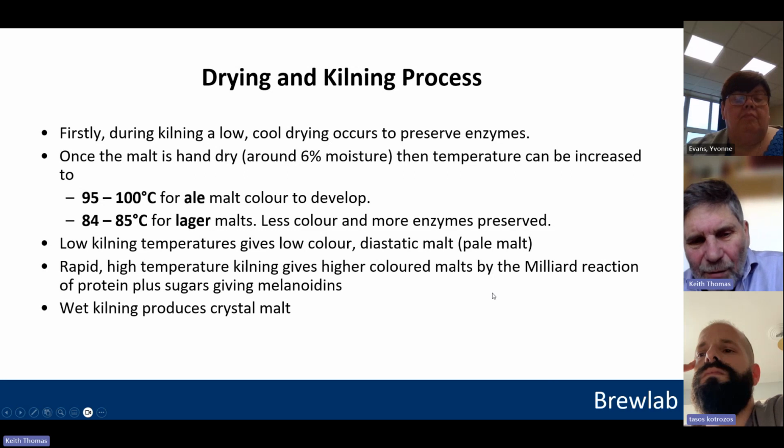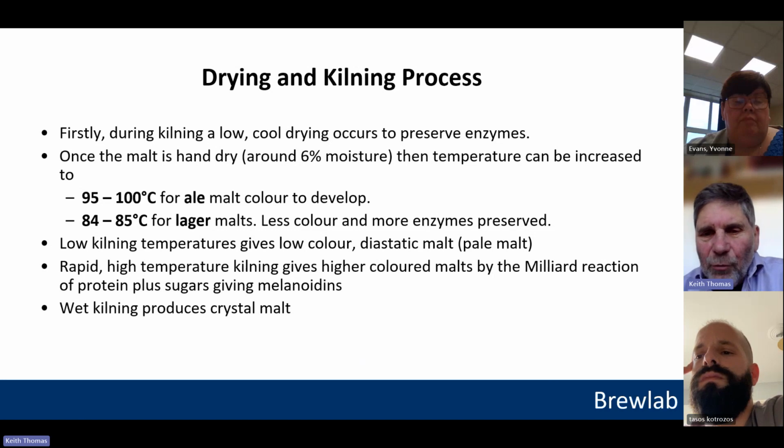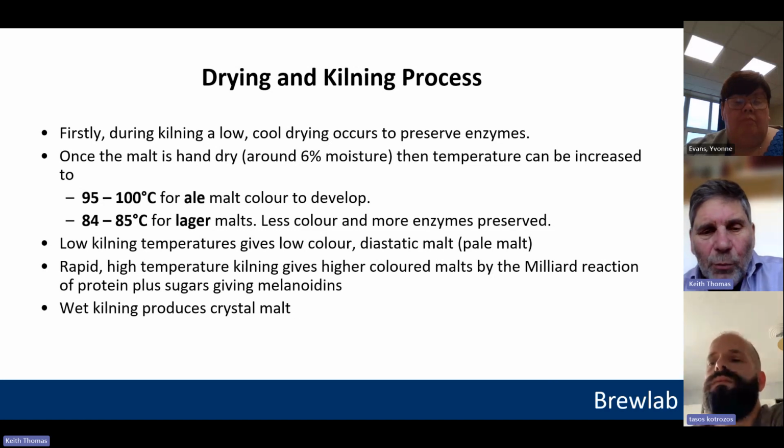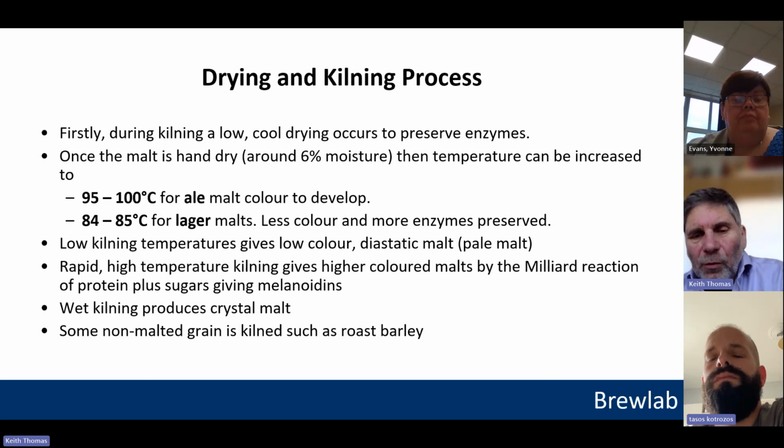If we kiln it wet before drying it, just kiln it straight away, then we get crystal malt. The crystal malt has a different sort of composition because you will have quite a lot of coloured compounds being produced. And crystal malt has its own sort of caramelly character, which is quite important in some beers. And as you've just said, roast barley is non-malted, so it just goes into the kiln as standard barley, 11%.